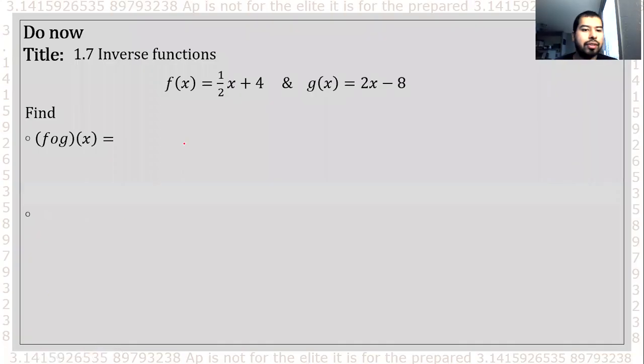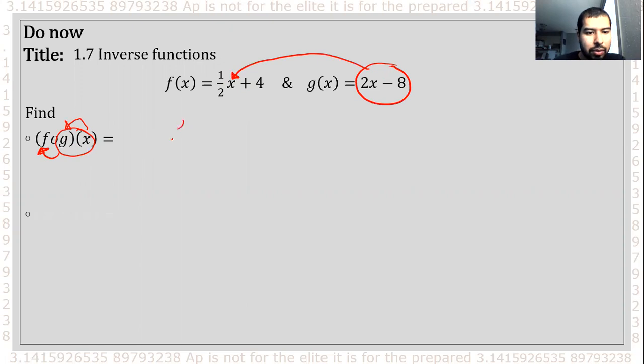So let's go ahead and do this. We just learned about composition of functions, so let's do this quick warm-up. I'll pause this video and solve it. Okay, alrighty, so for composition of functions, we substitute this entire function g of x into my f. So this entire function will replace the x right there.